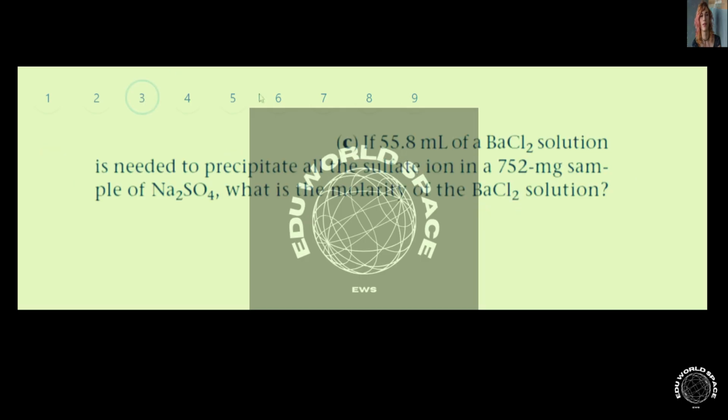Now, in the third part of this question, we have to find out if this much milliliter of barium chloride is needed to precipitate all the sulfate ion in 752 milligram of sodium sulfate, what is the molarity of the barium chloride? So again, first we will find out the number of moles for 752 milligram sodium sulfate. From there we'll find the number of moles of barium chloride, and then using the balanced equation we'll find out the molarity of the barium chloride.